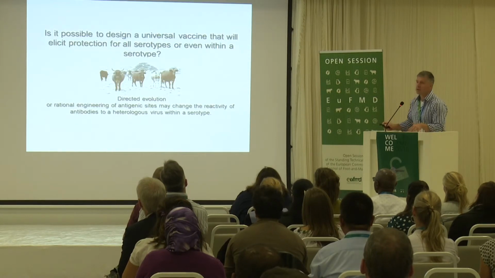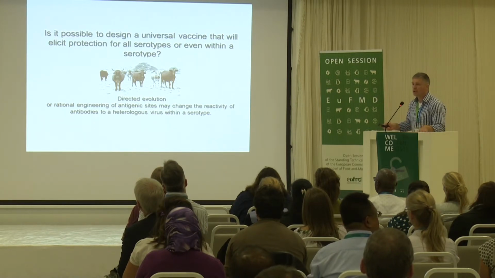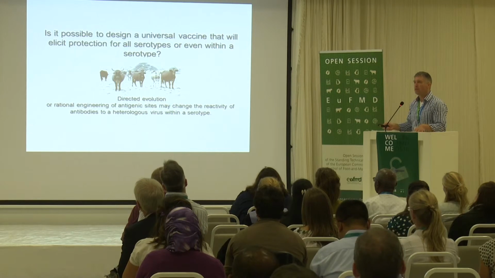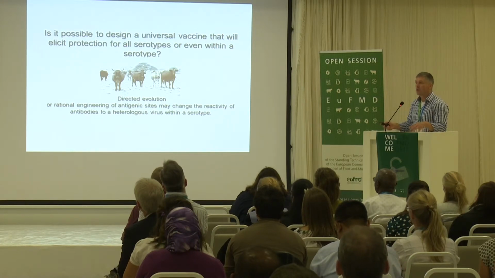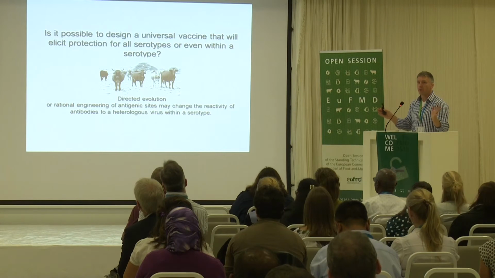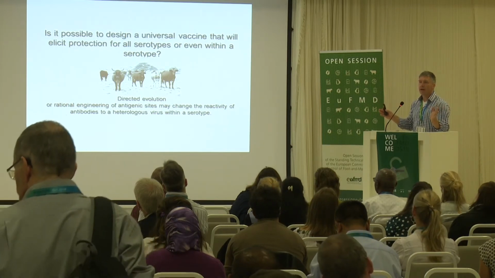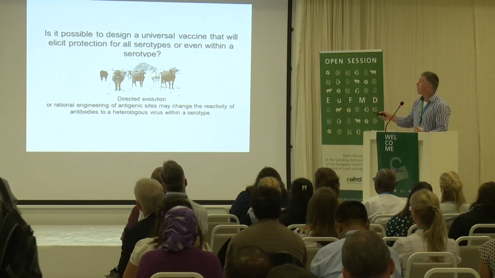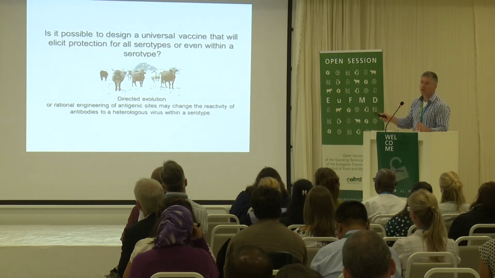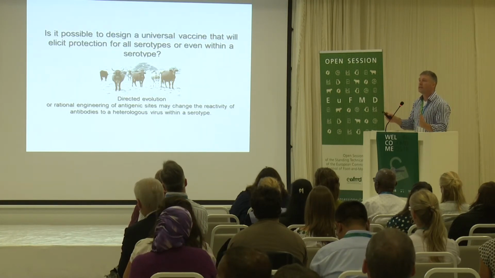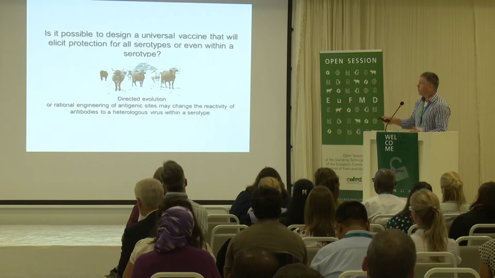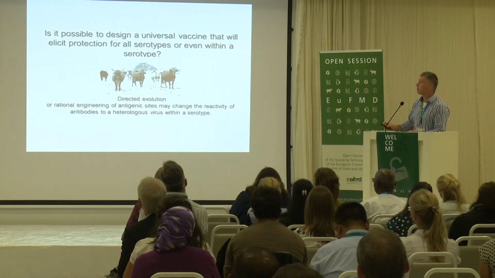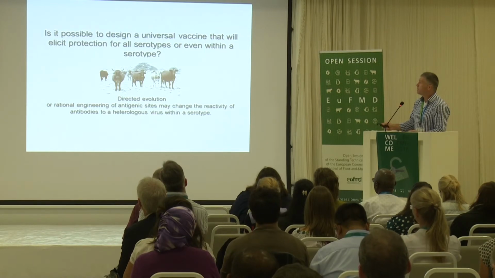But there's another aspect that we also wanted to look at, and that was, is there any possibility to improve the antigenicity? We talked a lot about vaccine matching this morning. Is it possible to have a vaccine that has a broader spectrum of reactivity within a serotype? It might not be possible to have a universal vaccine across all serotypes, but within a serotype, that you have better and broader protection.